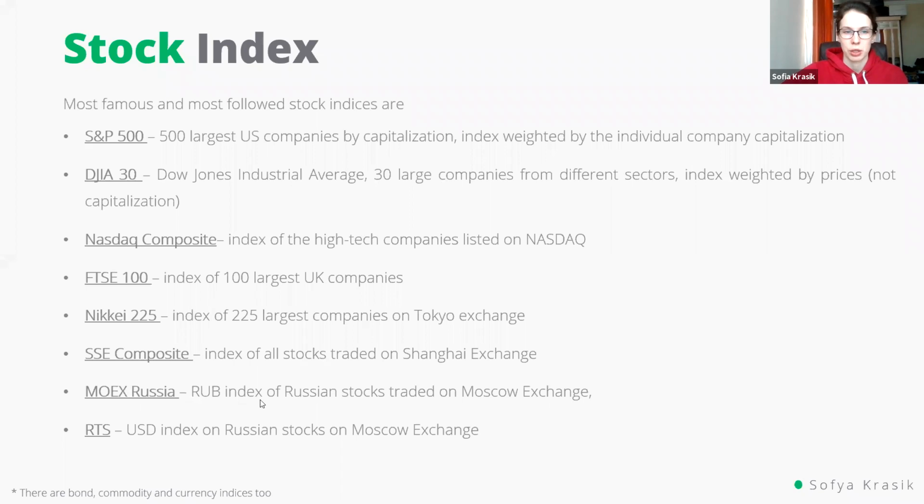And MOEX is the Russian Moscow Exchange index. It is nominated in rubles, and this is an index of companies traded on the Moscow Exchange. Also, another Russian analog, RTS, is an index of stocks on the Moscow Exchange, but it's in US dollars. So I believe all the indices that we mentioned in the chat are there: the index of Moscow Exchange, Nasdaq Composite, S&P 500.